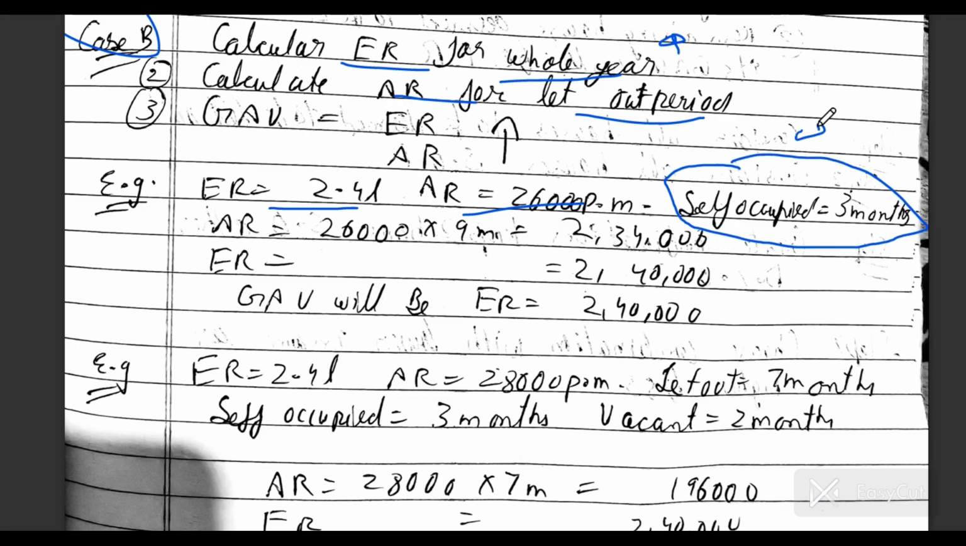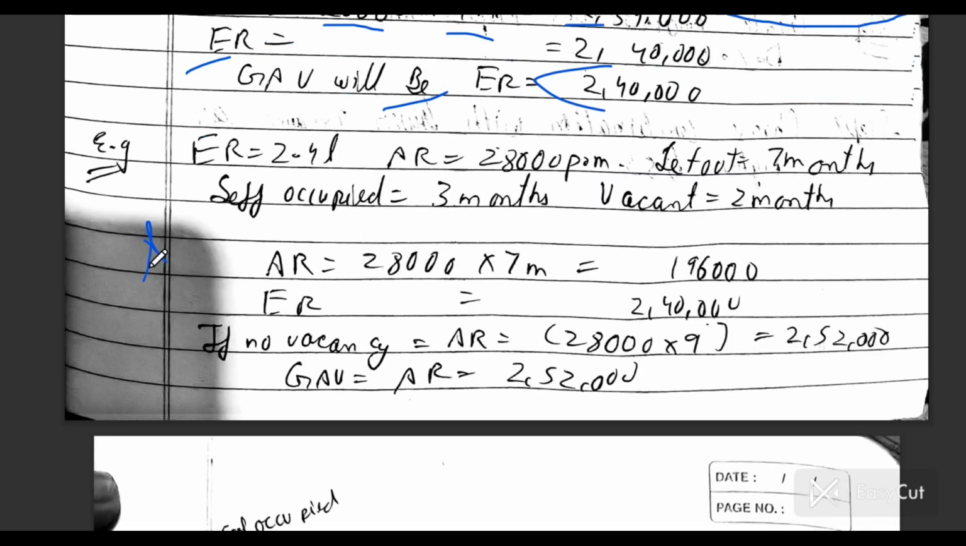Most important, it is a sum-up of 2-3 adjustments. The property is self-occupied for 3 months. So what will be the actual rent? 26,000 into 9 months, 2,34,000. Here, same expected rent; actual rent is higher, so GAV is 2,34,000. Here is the catch. This is important.